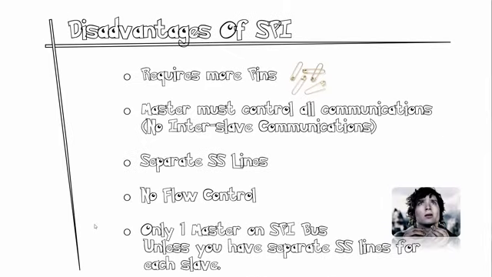Looking at the disadvantages of SPI. SPI, as you've seen, requires more pins. And if you've got a lot of slaves, then you really need a big microcontroller to handle the chip select of each slave. There is no flow control on SPI though. A big disadvantage is that you can only have one master on the SPI bus, unless you have separate slave select lines for each slave. It can get quite messy in this kind of situation.